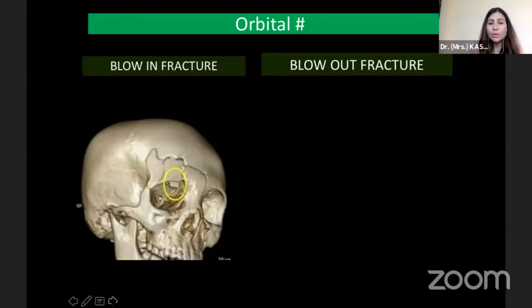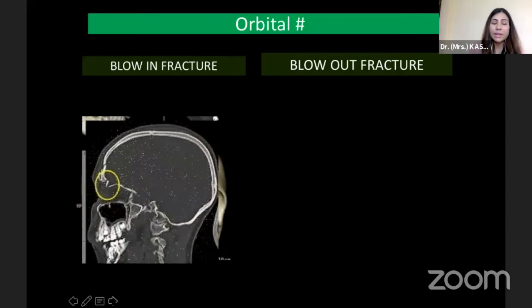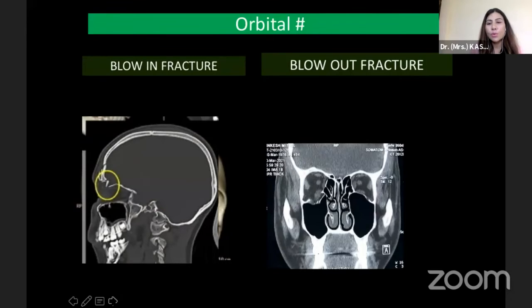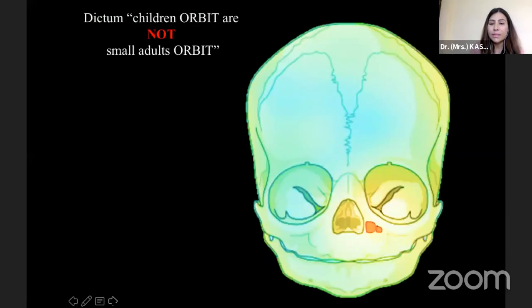So my perspective on pediatric orbital fractures. When we talk about orbital fractures, basically it is a blow-in fracture or a blow-out fracture. The blow-in is seen in the case of a roof fracture, especially in children. However, the blow-out fracture is more common amongst adults.